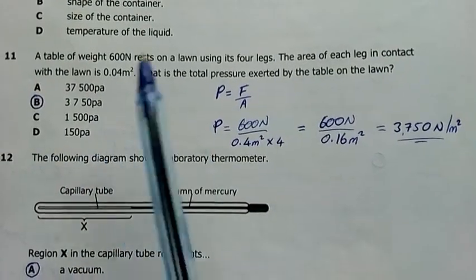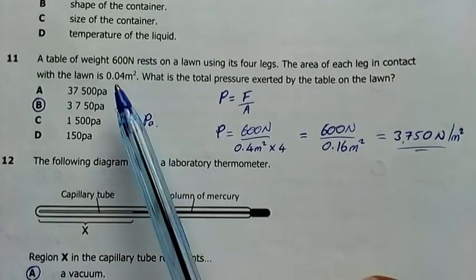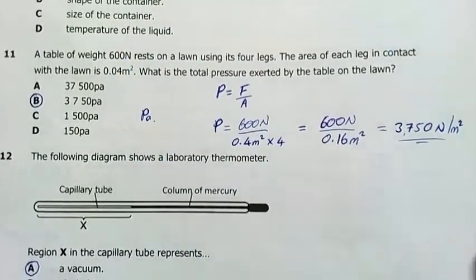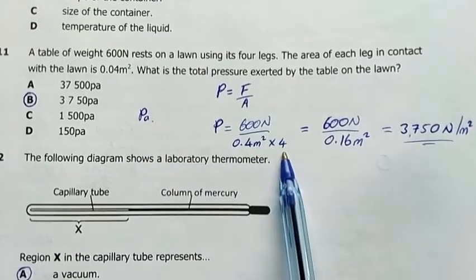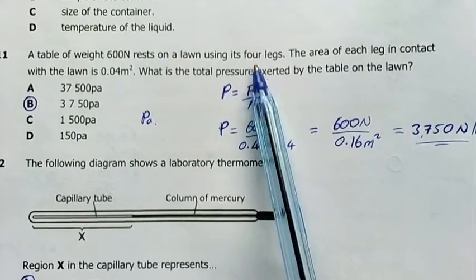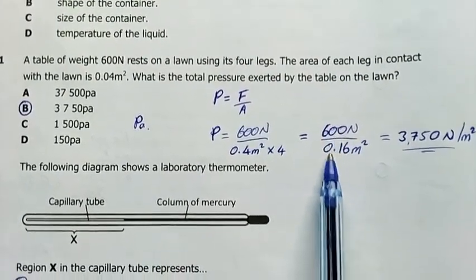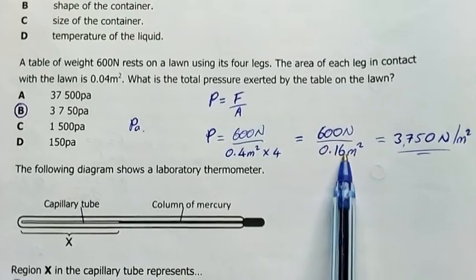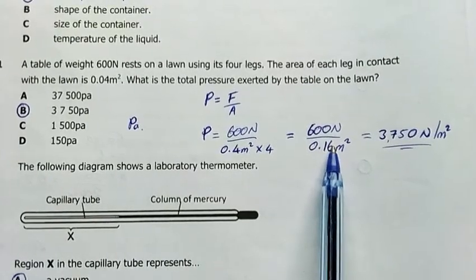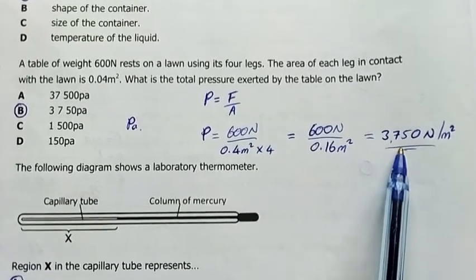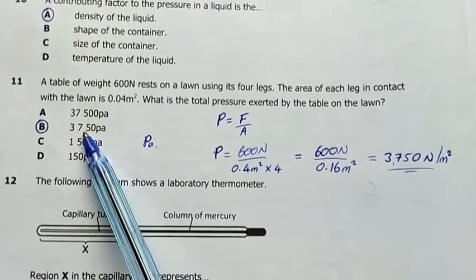So we're told each leg in contact has this surface area at its bottom. There are 4 of them, so I take this area for each leg and multiply by 4 because it's resting on its 4 legs. So my total area, on which the weight of the table is acting, is 0.16. When I do my divisions, the pressure is coming out as 3,750 Newton per meter squared, and it is actually this one here.